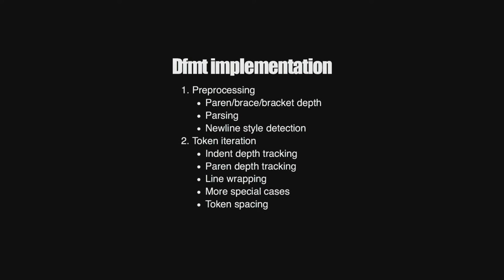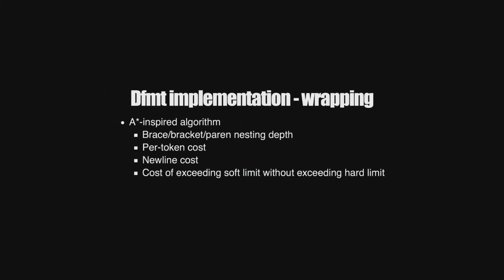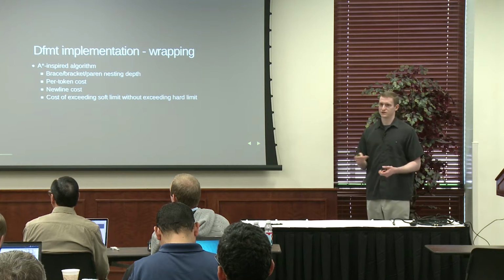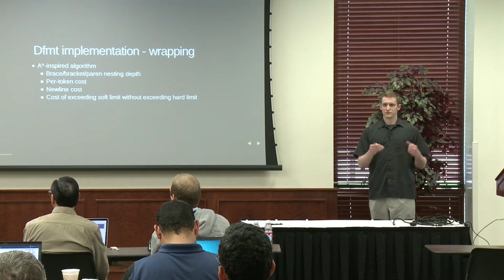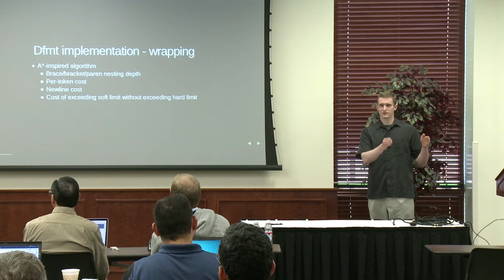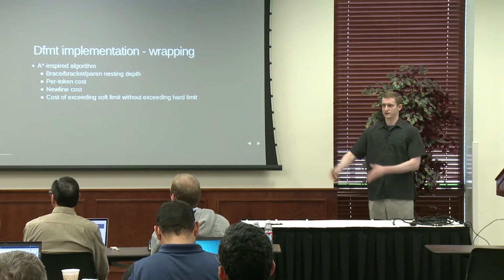Next step is using that information you've collected: you iterate over all the tokens, use all those special cases and the switch statements. The line wrapping is based on a kind of A-star inspired algorithm. It takes that parentheses and bracket nesting depth that you got at the first step, and uses that to inform: is there a lower cost or a higher cost to breaking a line at this spot? And then it does things like, is it better to go over the soft limit by a little bit than it is to break onto another line?